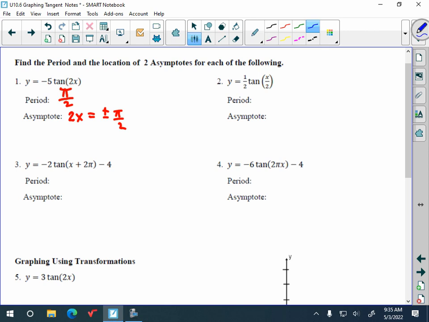To get x by itself, you have 2 options. Either divide both sides by 2. You divide this fraction by 2, that's fine, you just have to deal with the complex fraction if you do that. Because this is a fraction, instead of dividing by 2, you can also multiply by the reciprocal, 1/2. So if we multiply both sides by 1/2, then we get x equals plus or minus pi over 4.